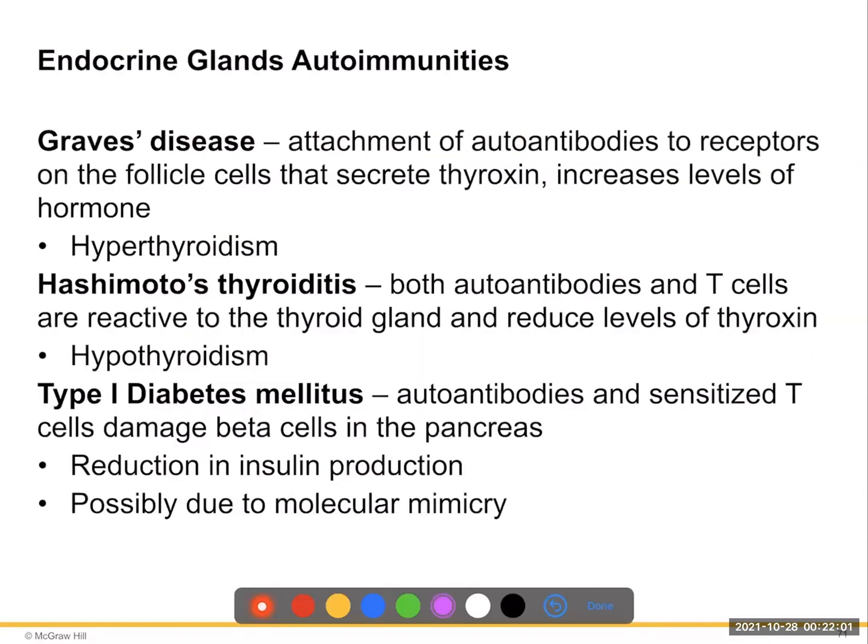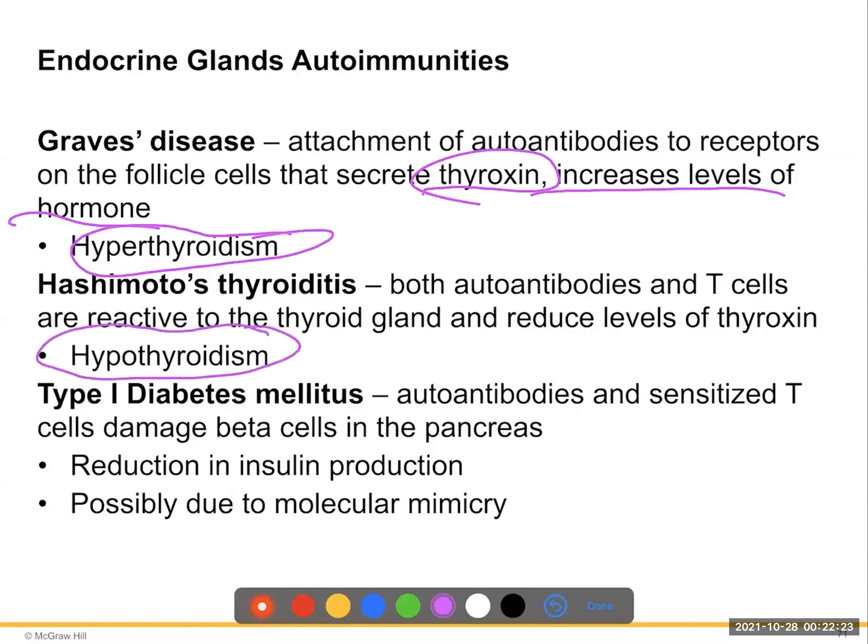Graves' disease, okay, receptor follicle cells secrete thyroxine. So it increases levels of the hormone and it's hyperthyroidism, produces an overabundance of thyroxine, which results in increases in T3 and T4. Hashimoto's disease, okay, both autoantibodies and T cells attack the thyroid gland and reduce the levels of thyroxine. So it's hypothyroidism. So Graves' disease is hyperthyroidism. Hashimoto's disease is hypothyroidism. Okay, both are autoimmune diseases.